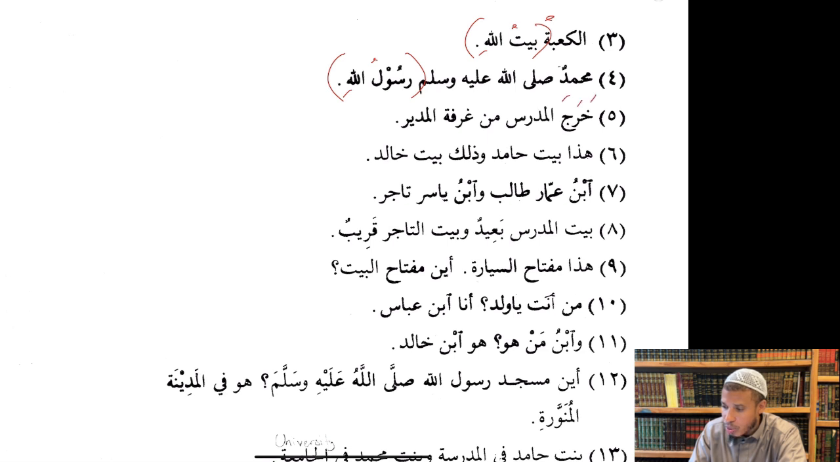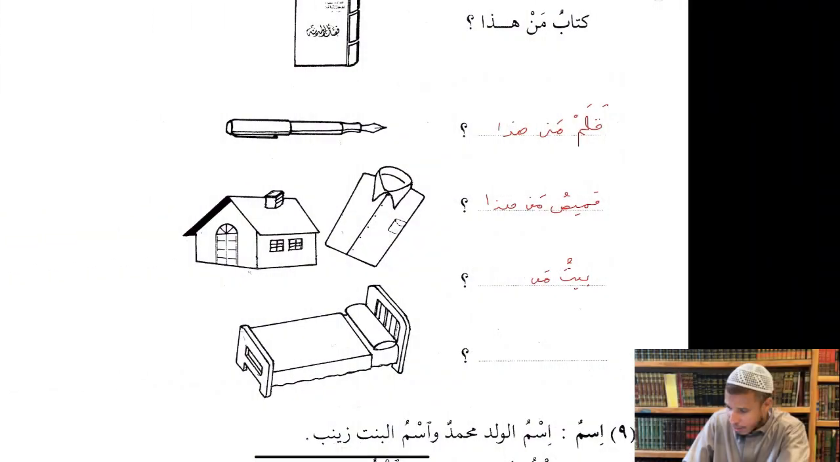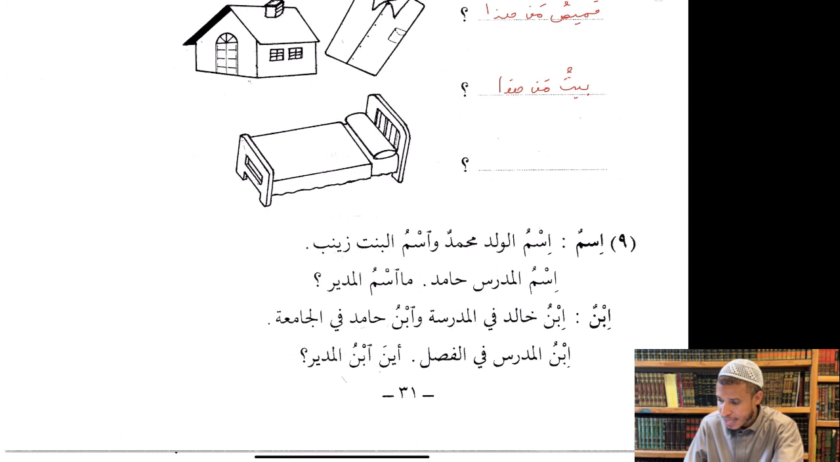خرج المدرس من غرفة المدير. من is a حرف جار, and that which comes after it is اسم مجرور, and it's مضاف إليه as well. Look how we talked about it before. خرج المدرس من غرفة المدير. هذا? Whose house is this? And so on and so forth. You do the last one.